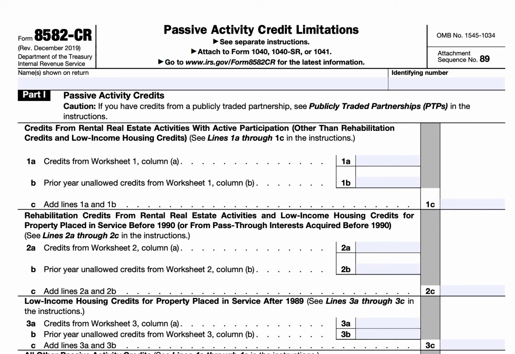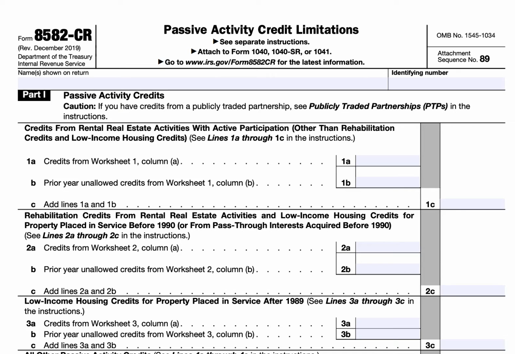8582-CR, Passive Activity Credit Limitations. Non-corporate taxpayers will use this tax form to compute the amount of passive activity tax credit for the current tax year, which also includes prior year unallowed credits carried forward, and then the amount of credit allowed for the current year. Taxpayers can also make the election to increase the basis of certain credit property when they dispose of their interest in an activity.